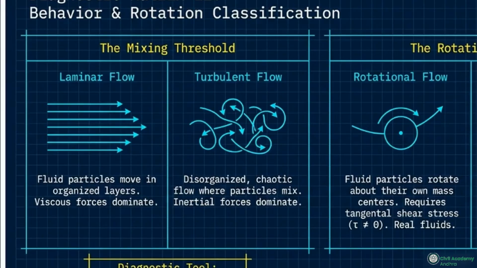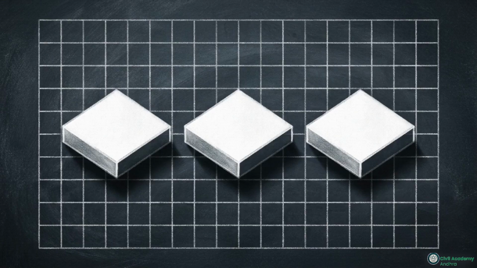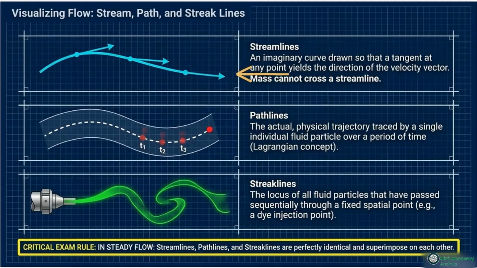Laminar flow occurs when viscous forces keep particles in organized sliding layers. Turbulent flow triggers when inertial forces cause chaotic mixing. On the right, true rotational flow dictates particles rotate about their mass centers, physically demanding tangential shear stress. To analyze these complex vector states in practical engineering, we rely on three distinct visualization methods. Streamlines are drawn so a tangent yields the velocity direction. Path lines track a single particle's actual trajectory. Streak lines show the locus of particles passing a fixed point.